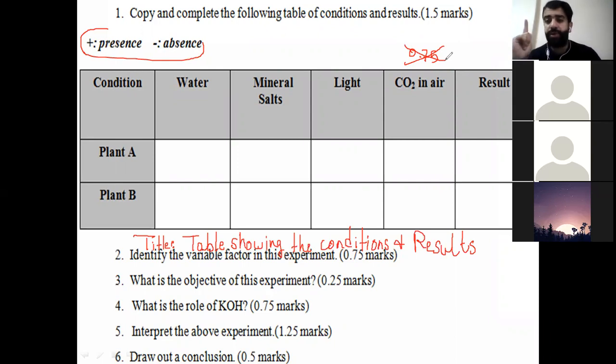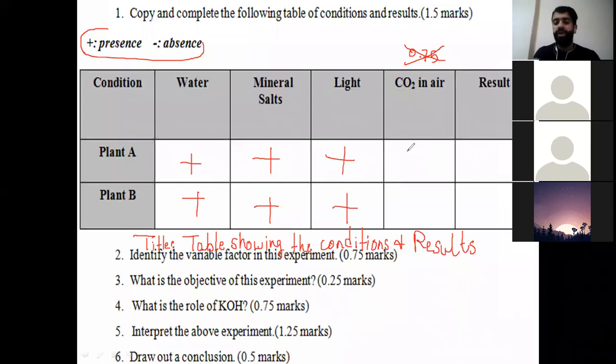Title and legend are very important for the table. If you didn't put them, this means that this table has no importance. What is the meaning of a plus and what is the meaning of a minus? I don't know. So I told you hundreds of times that we have to put the title and the legend. The title should always be below the table: table showing conditions and results. Plus means presence and minus means absence. Water is present in both, since both of them contain mineral salts and fertilizers. Light is present in both. CO2 is present in plant A, it's absent in plant B. Result: the green plant grows tall and green, or you can say it grows normally.